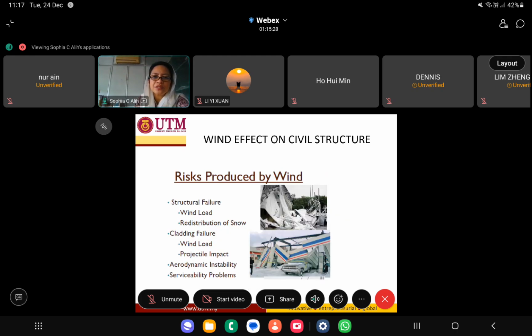The risks, of course, are structural failure, cladding failure, instability, and also serviceability problems. However, thank God, in Malaysia we don't have too much risk produced by wind, except sometimes when there is a typhoon happening in the neighboring countries, like in Sabah or the Sabah coastal area. We have a risk of a typhoon that comes from the Philippines, which can also produce risk to our structures. Other than that, Alhamdulillah, we still have good stability.